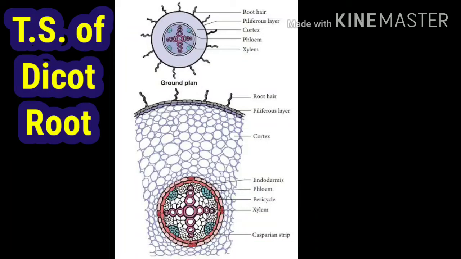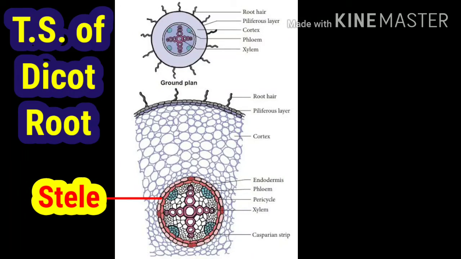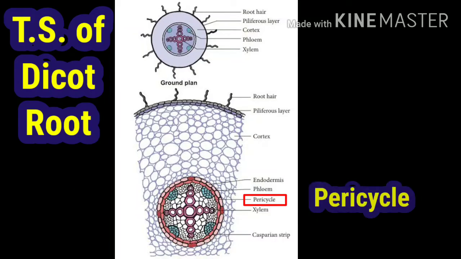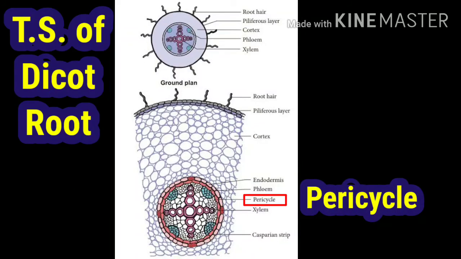The next structure is stele. All tissues inner to endodermis constitute the stele. It includes pericycle and vascular bundle. In pericycle, inner to endodermis lies a single layer of pericycle. It is the site of origin of lateral roots.